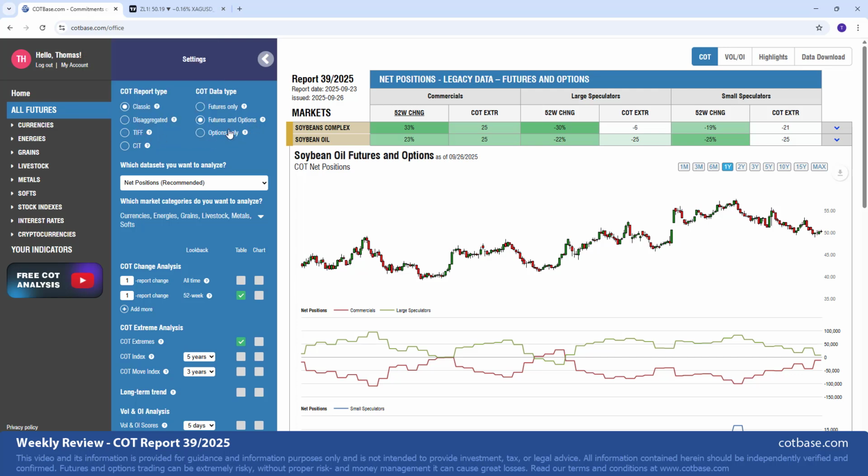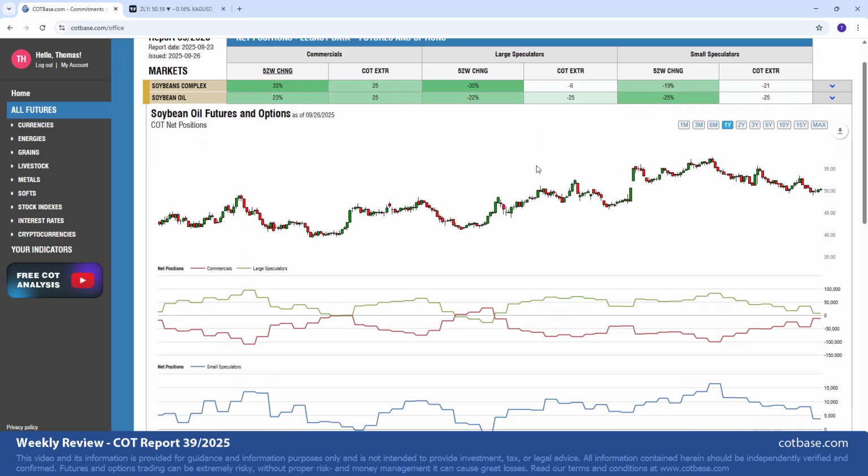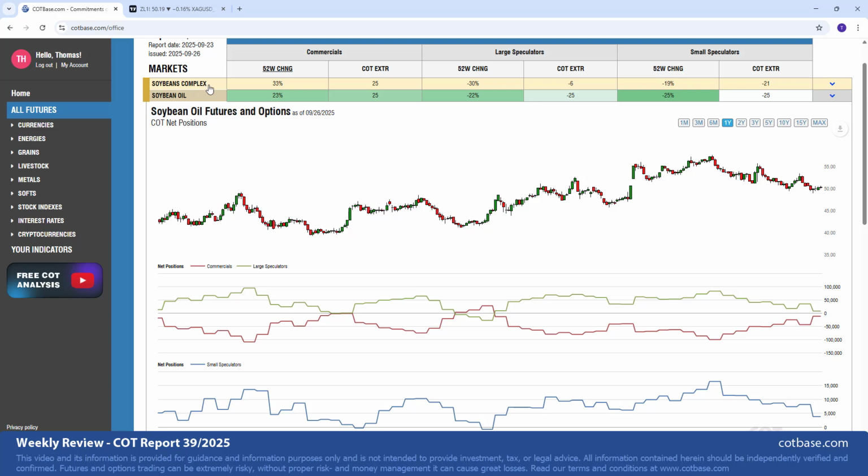And then there's two data types. We've got futures only, and then the one that collects options data as well. So this is the futures and options data combined. So let's get started. We have soybeans complex on top of our list.